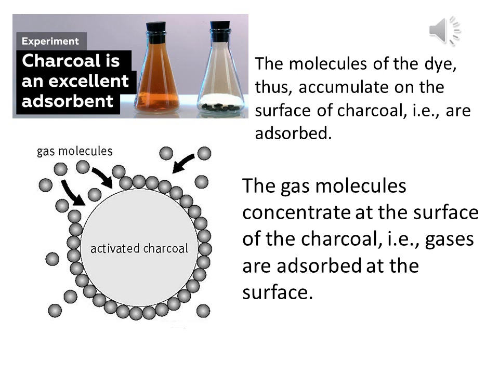Similarly, when a gas like oxygen, hydrogen, ammonia is taken in a closed vessel containing powdered charcoal and shaken, it is observed that the pressure of the gas in the vessel decreases. Again, this happens because the gas molecules concentrate at the surface of the charcoal. These are both examples of adsorption.